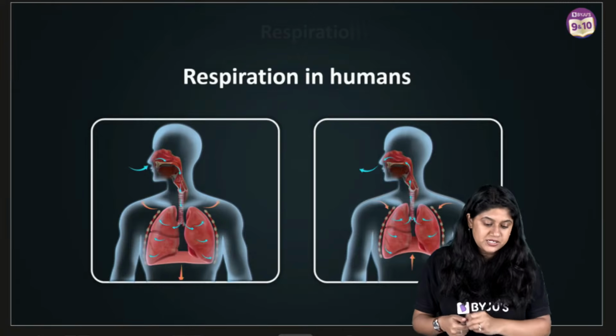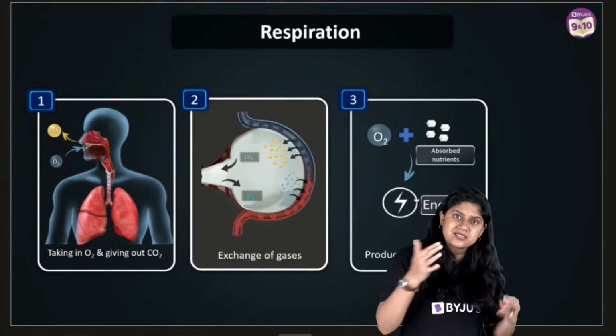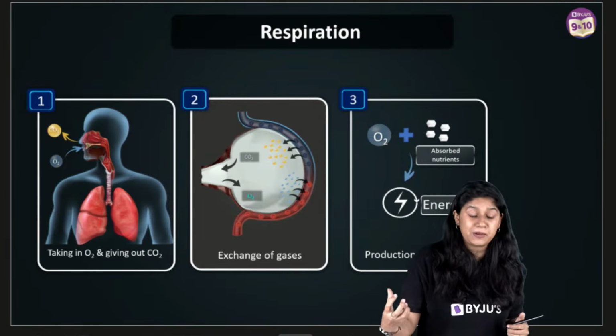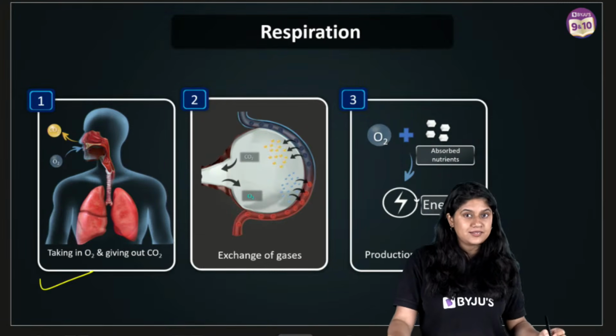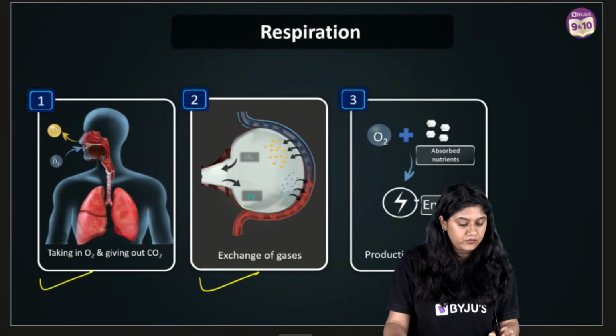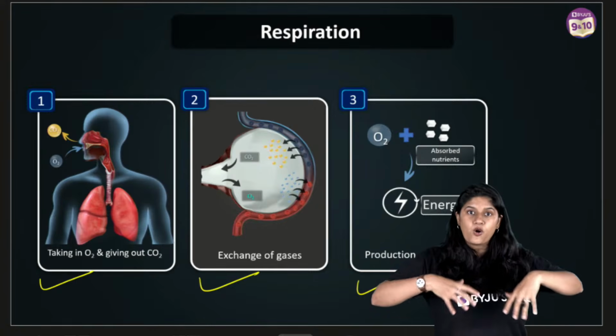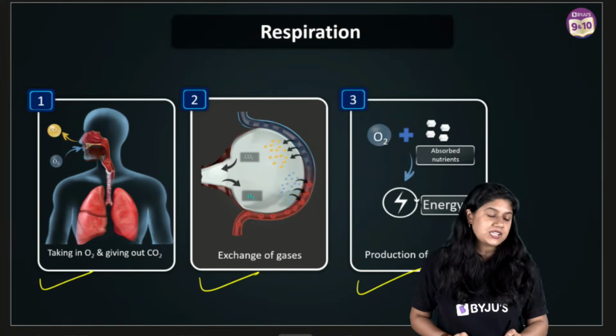In the human respiratory system, everyone, we can easily divide it into 3 different parts for a better understanding, and we'll be able to study it better. First, how we take in the oxygen and release the carbon dioxide, how the exchange of gases happens, and the production of the energy. So we're starting with the intake of oxygen and exhale of the carbon dioxide.